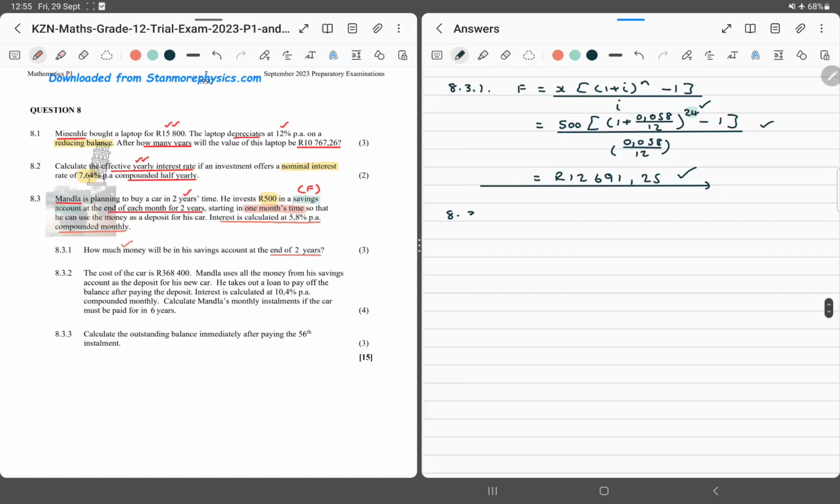Standard 3 marks, question 8.3.2 says: now the cost of a car is 368,34. That's a lot of money. So Mandla just played. They saved 12,. Mandla uses all the money from his savings account as a deposit for his new car. Now he takes out a loan. You hear that bad word that you must always run away from.